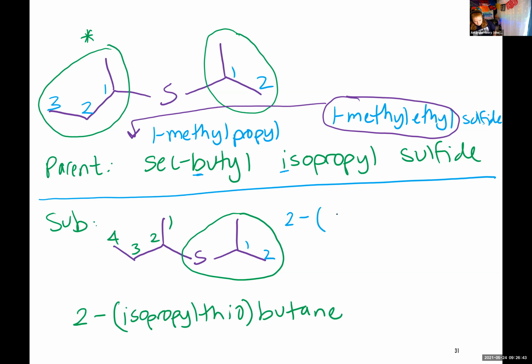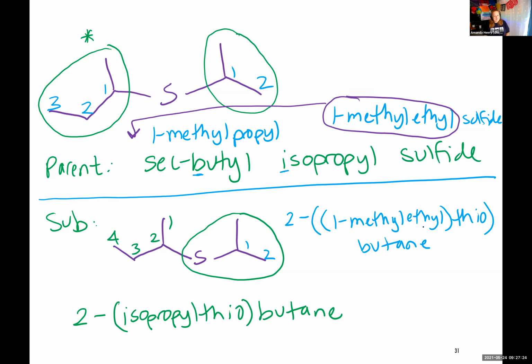Okay, so instead of calling this isopropyl, if we use it with the complex branching, the 2 that I've written down right now is for the 2 on the butane. And then attached to that, we would say, again, a second set of parentheses. That does not look like a parenthesis. Let's try that again. There we go. We would say 1-methyl-ethyl thio, and then the word butane. That's definitely not the prettiest of names, but it's correct.